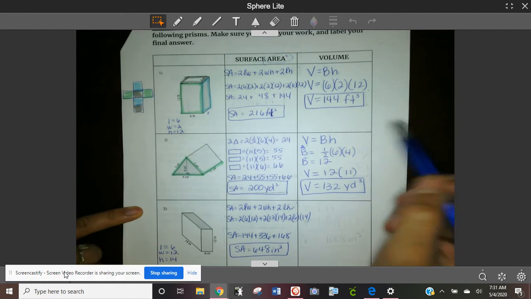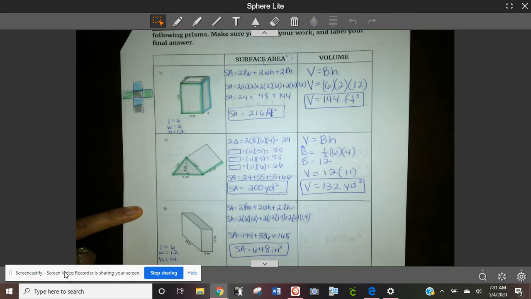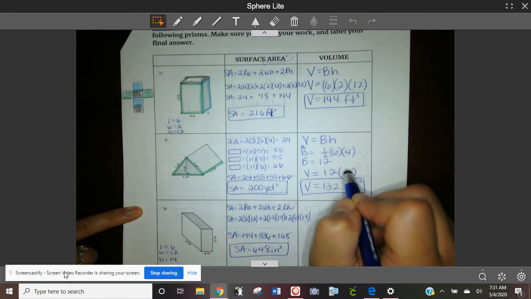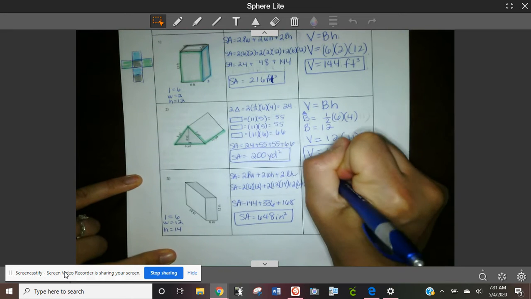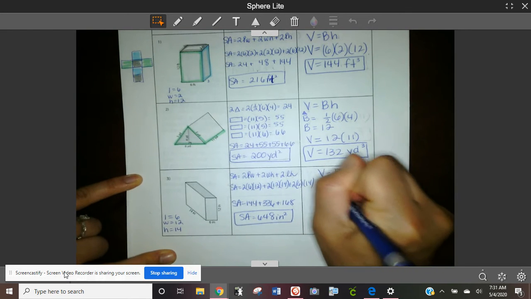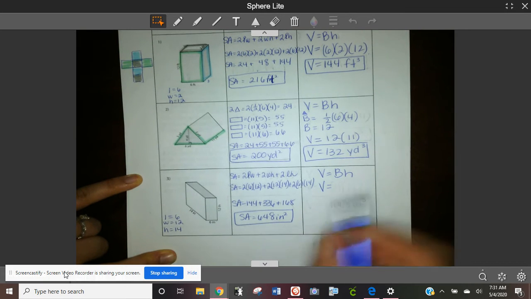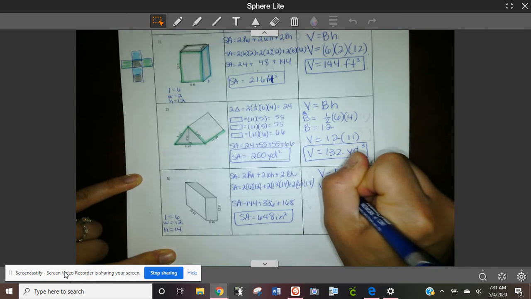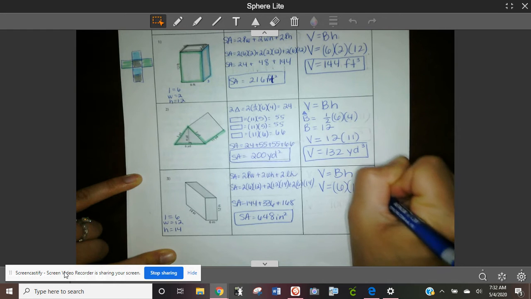Okay, so again, we found the area of the base. I just put a little triangle above that because it's a triangle. And then we multiply it by the height of the entire thing. Okay, so again for number 3, V equals capital BH. Okay, we'll say our base is 6 and 14 because it's on the bottom. But remember, any way you look at it, we're multiplying just those 3 dimensions.